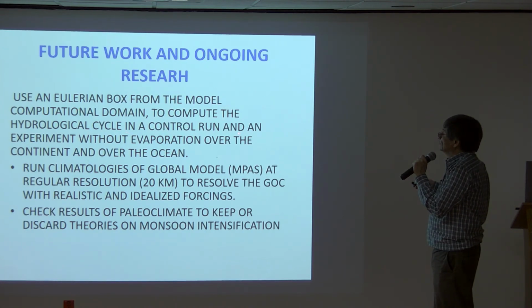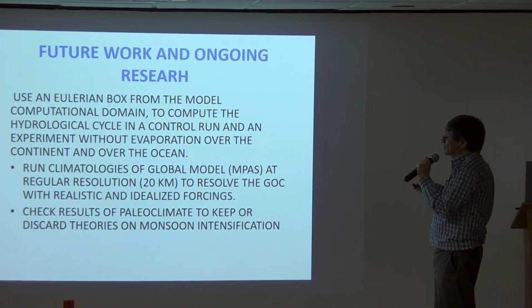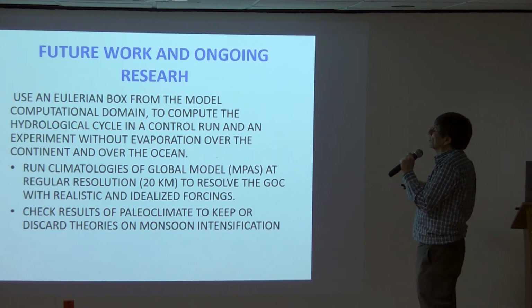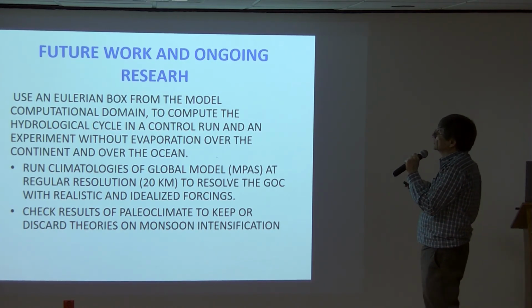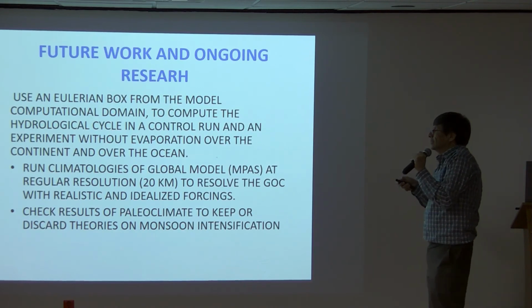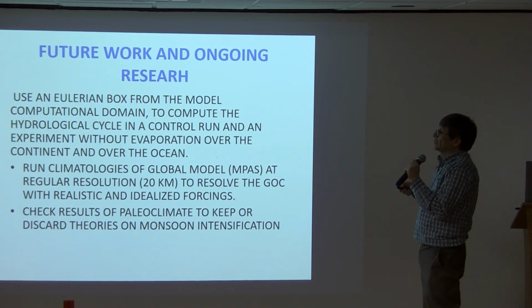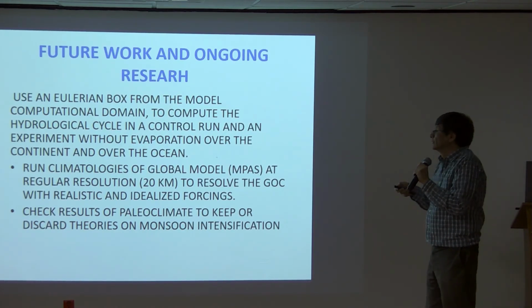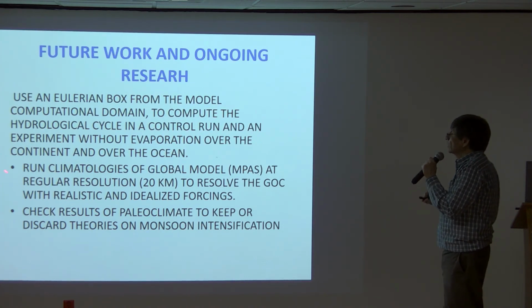And then run a control run. Well, we already have the control run and the experiment. We want to do a budget type of calculation to see how, when we turn off the evaporation, the intensity of the hydrological cycle changes. And by intensity, I mean evaporation minus precipitation averaged in some sense.